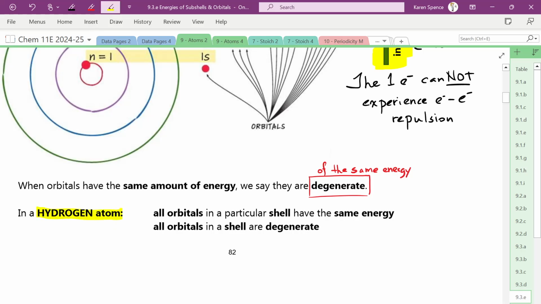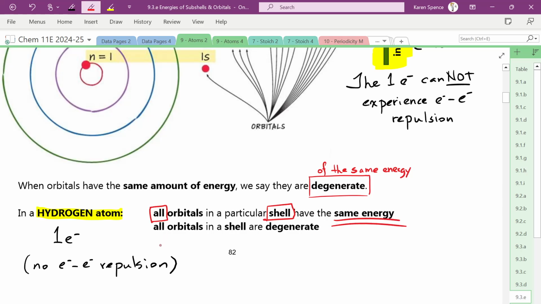Okay, so in hydrogen, which has only one electron and has no electron repulsion, all the orbitals in a shell have the same energy, which means that all the orbitals in a shell are degenerate. So far, so good? Okay.